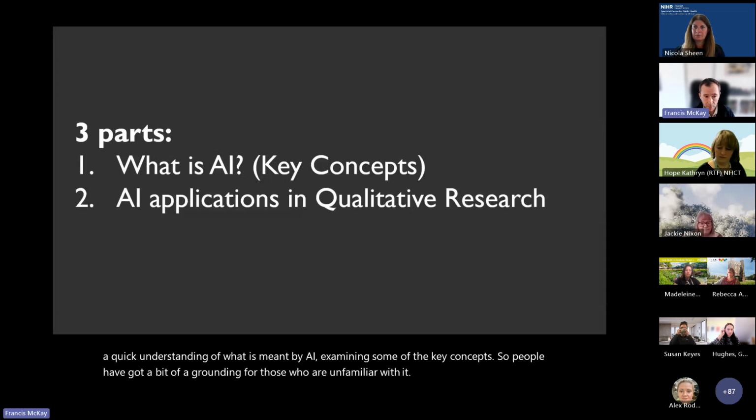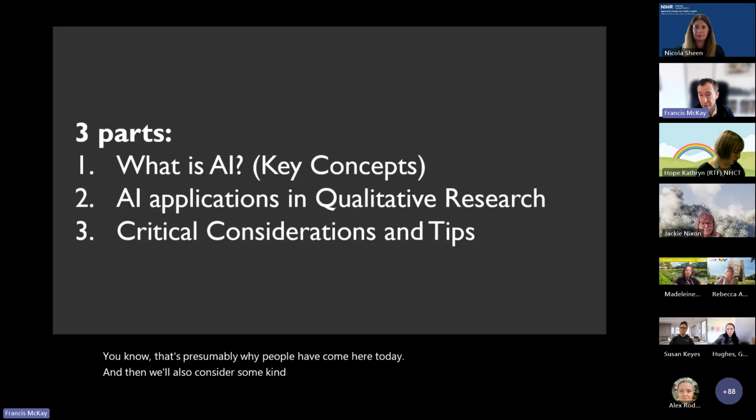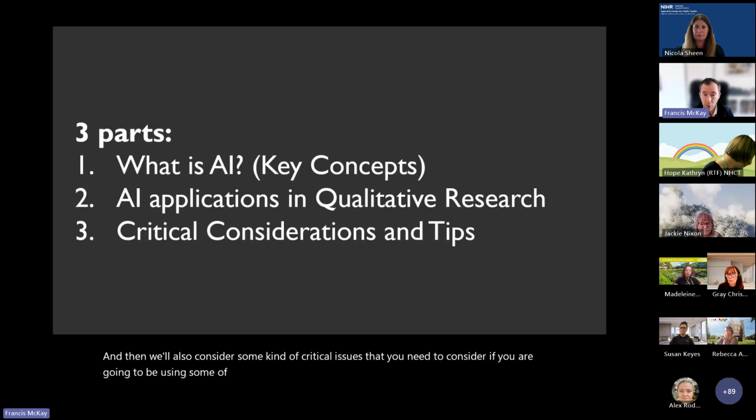We're also going to look at some applications of AI in qualitative research. That's the meat of it. That's presumably why people have come here today. And then we'll also consider some critical issues that you need to consider if you are going to be using some of these tools in your research, and maybe some tips to get started.